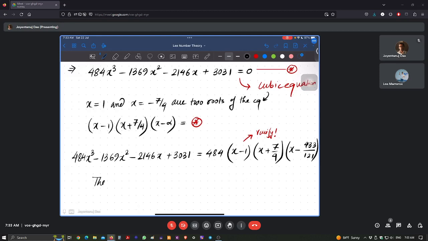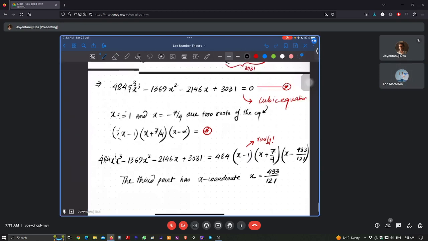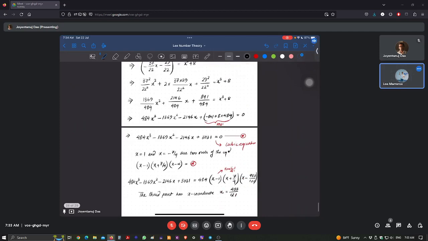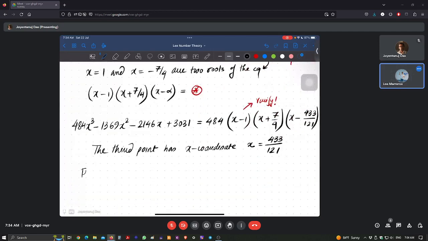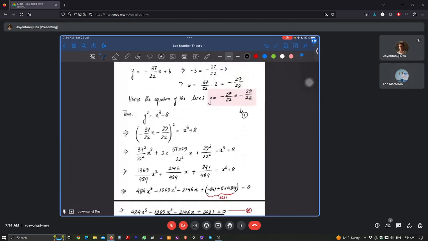So the third point has x coordinate 433 by 121, right? That will give me the y coordinate also, because we can find the y coordinate from the equation of the line, right? From this thing we can find it. Yes, y equals, I think, minus 37 by 22 and minus 29 by 22.